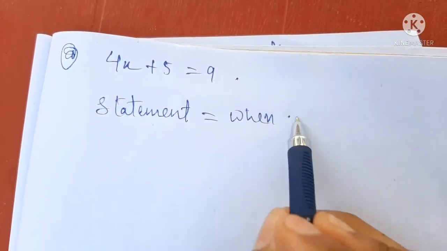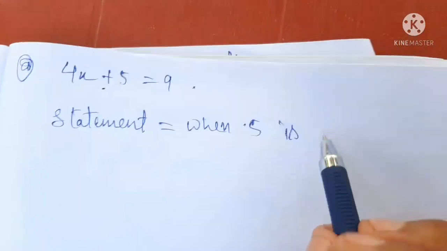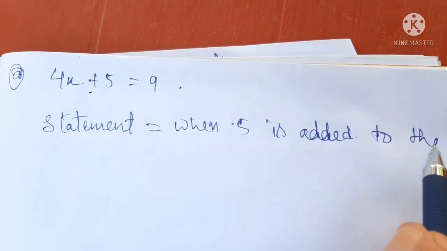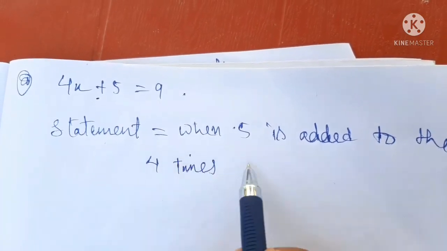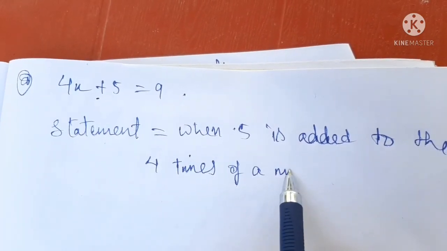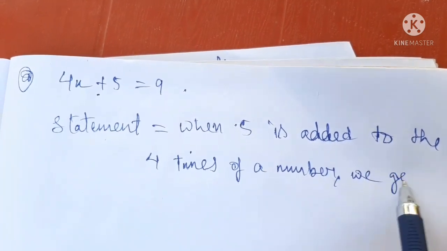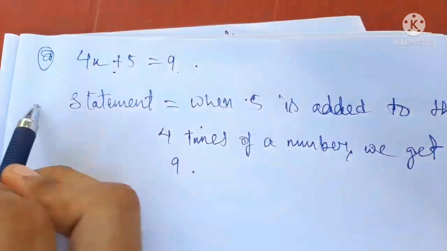When 5 is added, added means plus. Okay, when 5 is added to 4 times a number, we get 9. So this is the statement of this question.